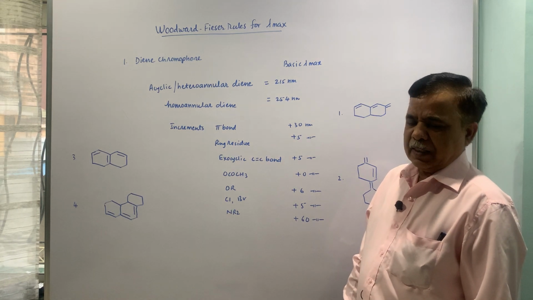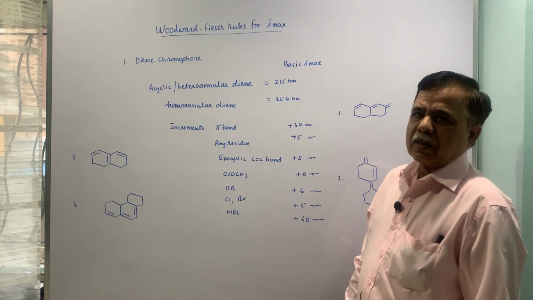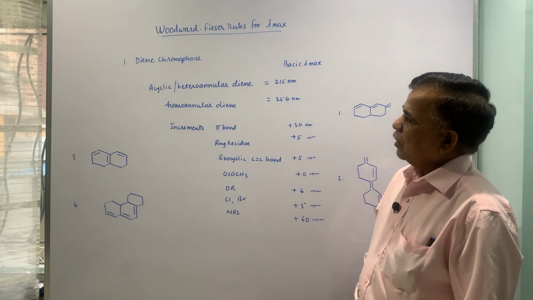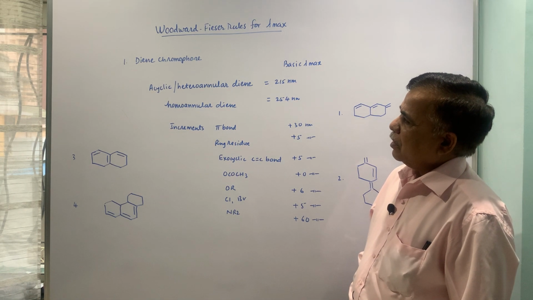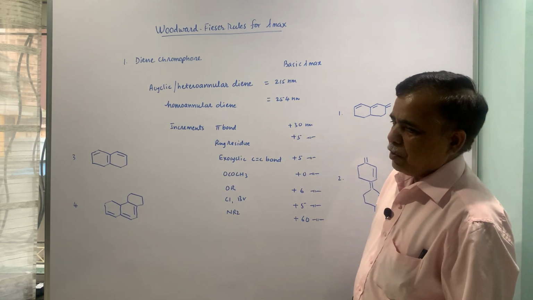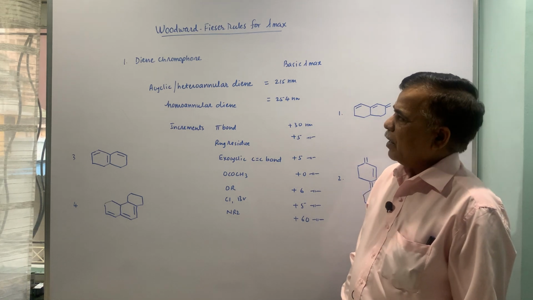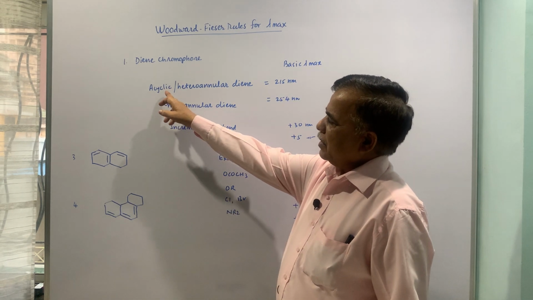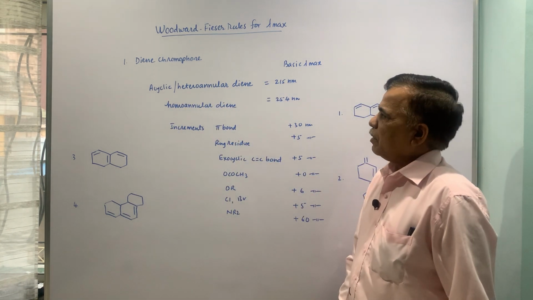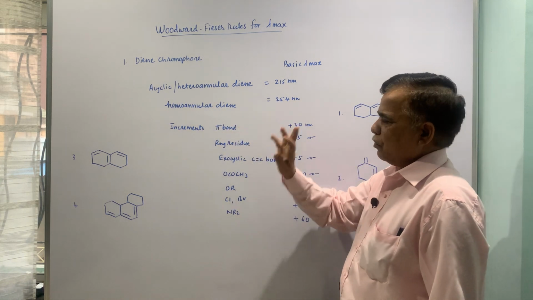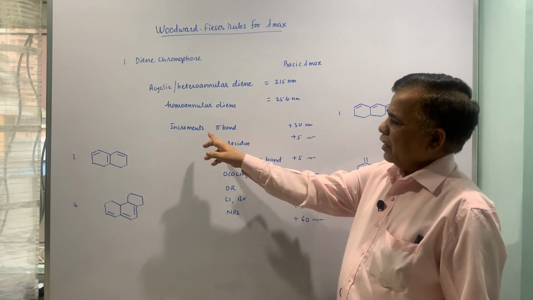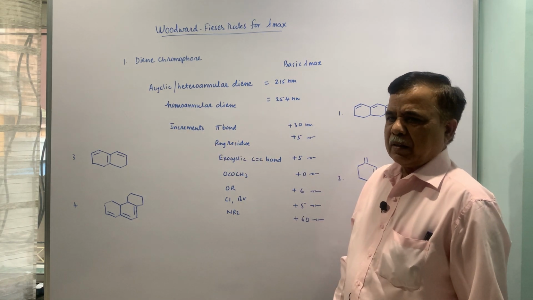As I said last time, we have to look at the empirical rules for the calculation of lambda max in various chromophoric groups. The first chromophore is the diene chromophore. The basic compound is 1,3-butadiene, and if the diene is acyclic or heteroannular, the basic lambda max is 215. If it is a homoannular diene, it is 254. We will come to all those things immediately, and certain increments are given.